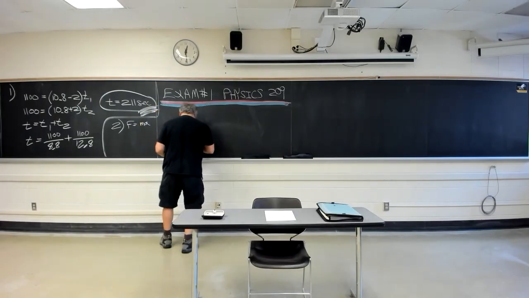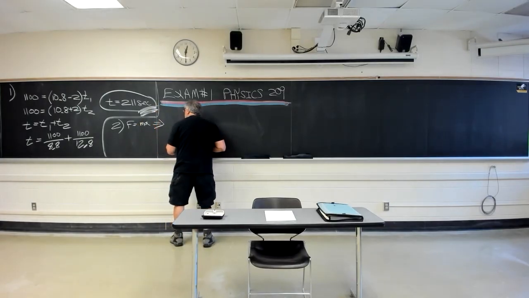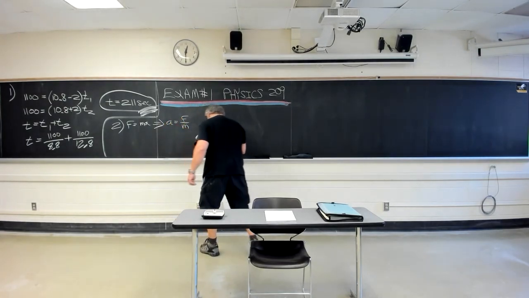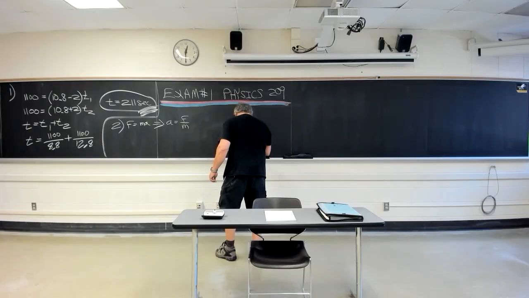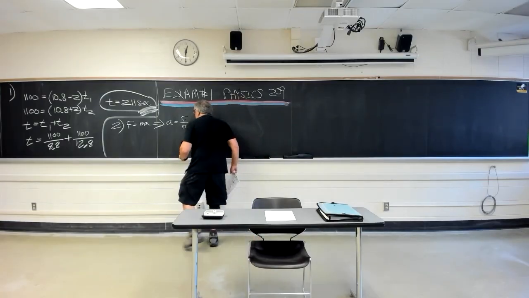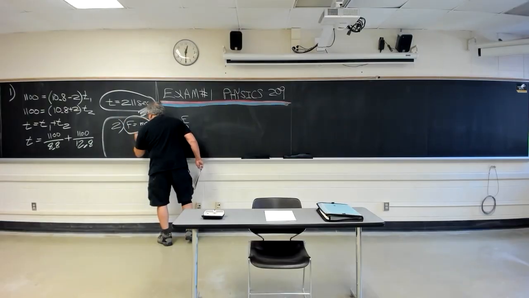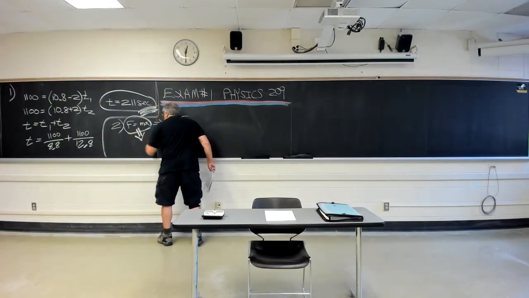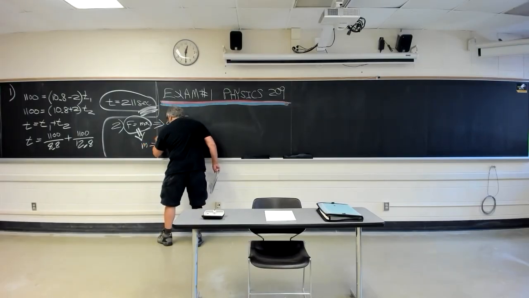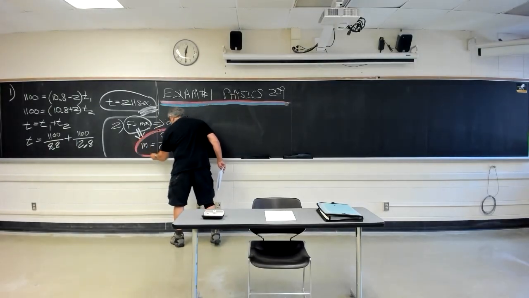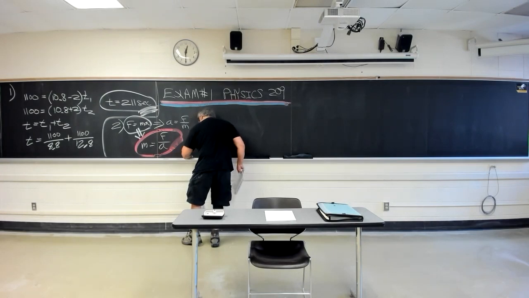Should be pretty straightforward. Force equals mass times acceleration. If you divide by mass on each side, acceleration is force divided by mass. That's true. But maybe an easier way to look at it would be to take this and divide by a on each side. And that's the one you want to look at, because they gave you everything but the mass.